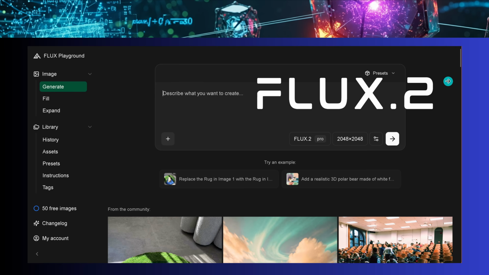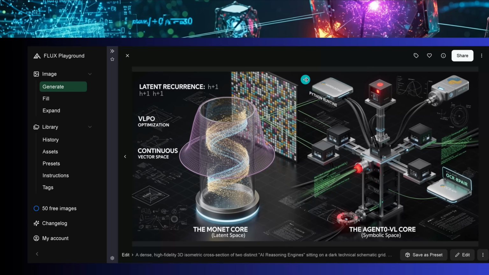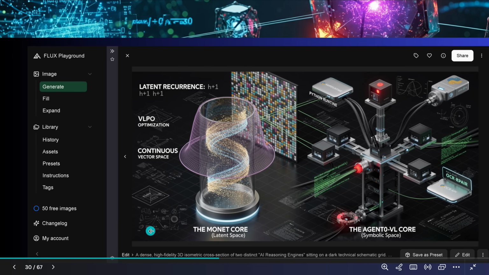I want to see here, because in my last videos you saw Nano Banana Pro. What about Flux 2? So I designed a prompt and I've given it to both systems. And here you have the result of Flux 2. The prompt was simple: a dense, high-fidelity, 3-dimensional isometric cross-section of 2 distinct AI reasoning engines sitting on a dark technical schematic grid.